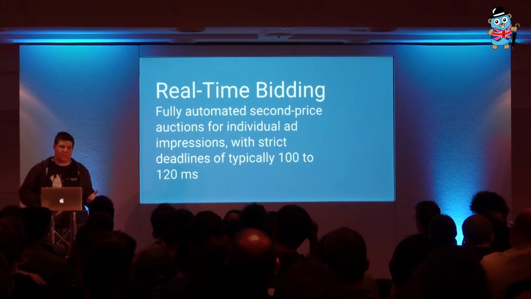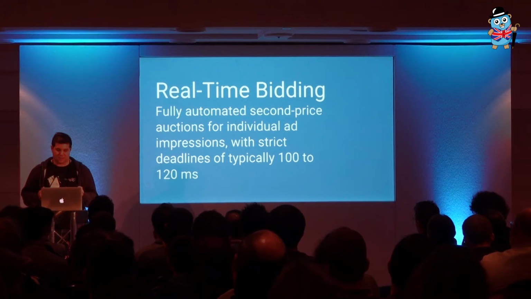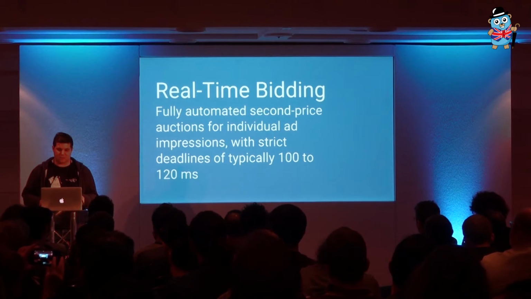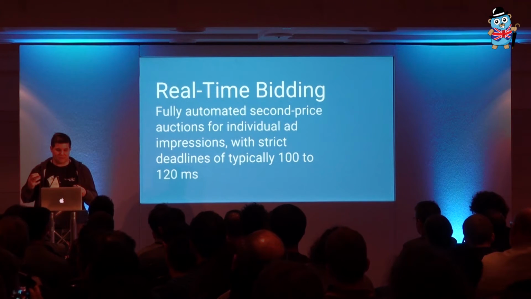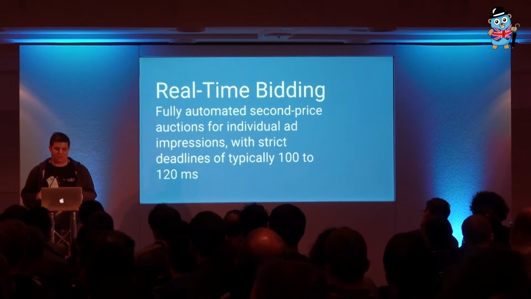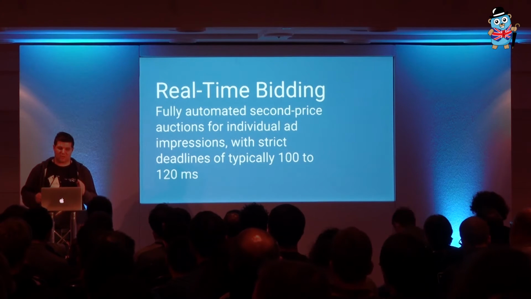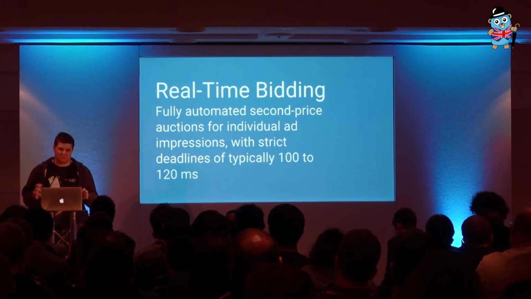So real-time bidding, which is what we're doing as a real-time application, is a fully automated second price auction of individual ad impressions with a quite strict deadline of typically 100 to 120 milliseconds. That is kind of the industry standard.